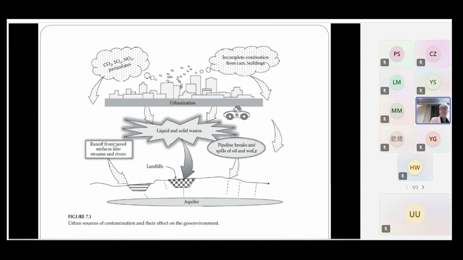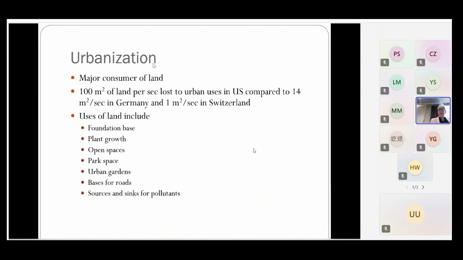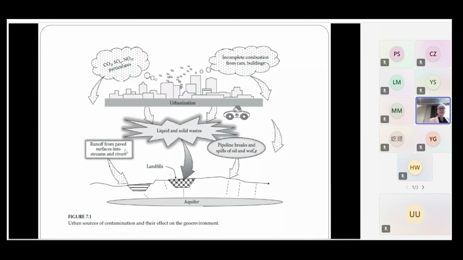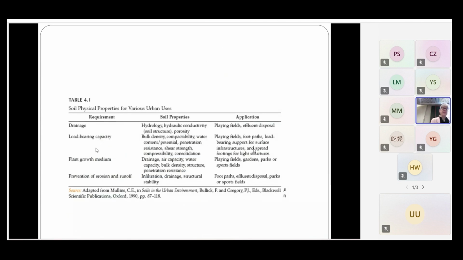And of course, you can have runoffs from paved surfaces and so on, which can go into streams and rivers. So if you have the roads or whatever, you have all of the tire residues and things like this, the oils and so on, that are used for certain things. So all of these are different types of contamination in an urban environment.